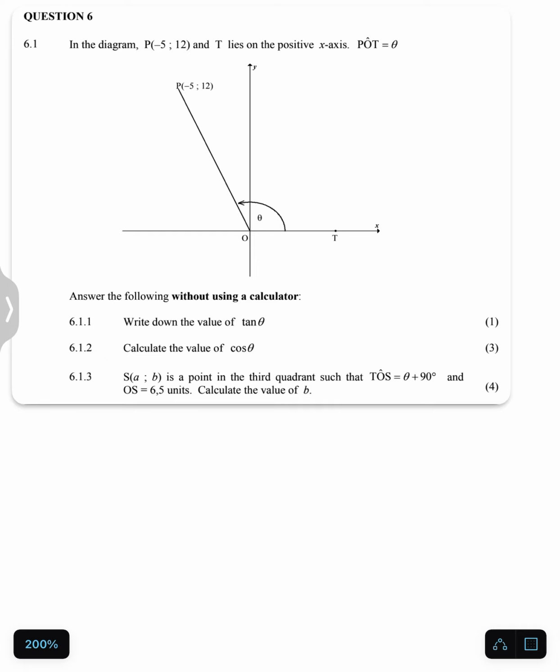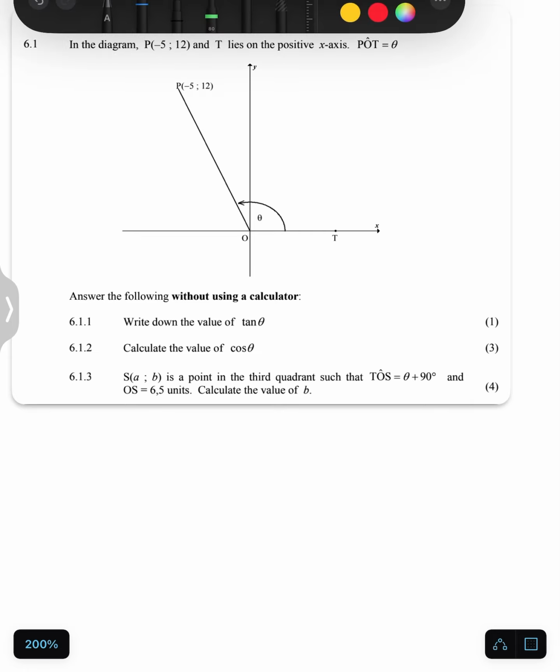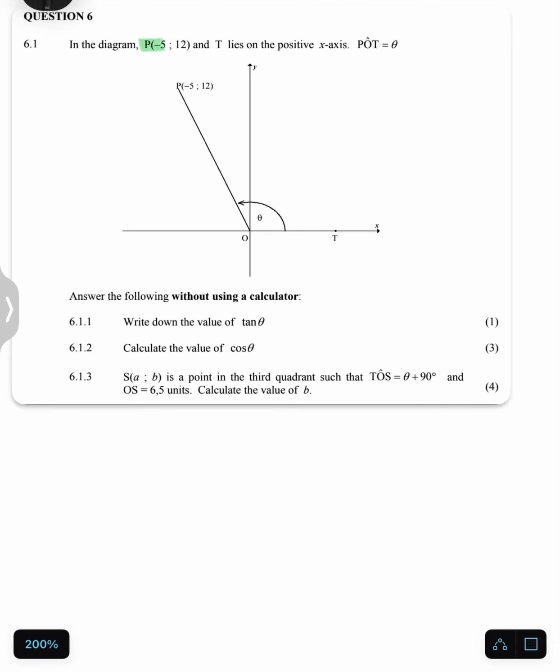So the first thing that we need to do is to evaluate the diagram, and then from there answer the questions following the diagram. Okay, so we have here point P, so I'm just going to highlight this information here. So we have point P here, with the coordinates of -5 and 12, and we have that angle POT is equal to theta.